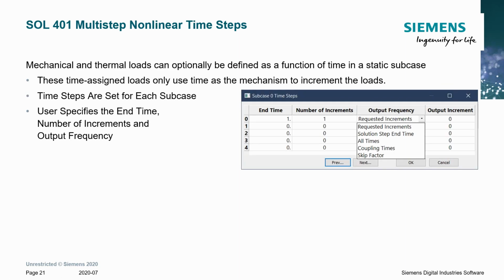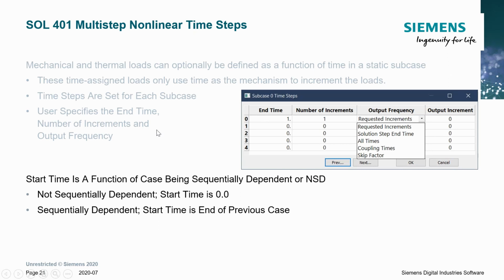So nonlinear time steps, this is a very similar dialog box to the advanced nonlinear control. You can see you've got the end time, number of increments, your output frequency, and then your output increment. You set this for each subcase, and then you specify the end time and then the increments. Now again, the start time is a function of the case being sequentially dependent or non-sequentially dependent. If it's non-sequentially dependent, your start time is 0. If it's sequentially dependent, your start time is the end of the previous case. So just keep that in mind as you're doing that.